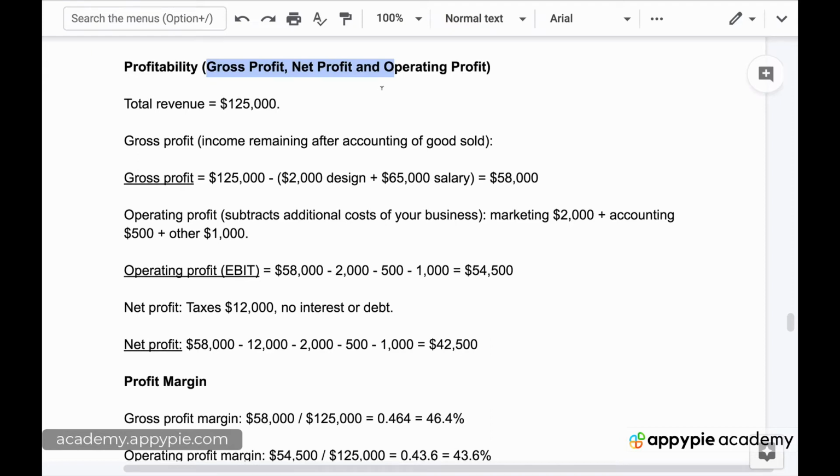Now let's go over an example of how to count the gross profit, net profit, and operating profit, and the profit margins for all of these in a fictitious business plan for my mobile apps. And of course, all the financial figures are fictitious because obviously I'm private about my own finances here.